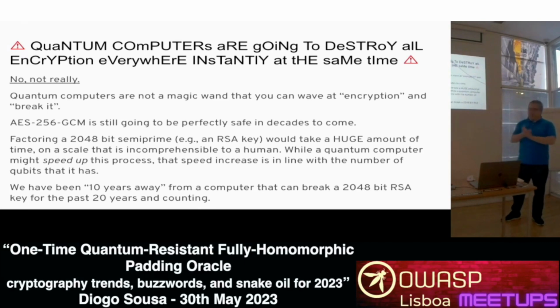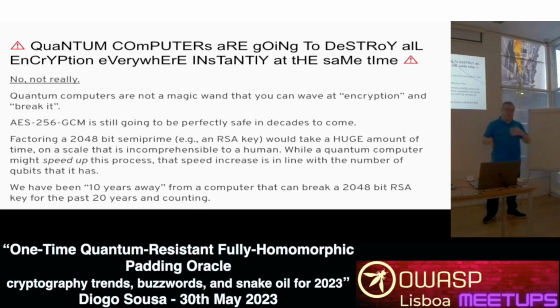So factoring a 2048-bit semi-prime, so an RSA key, would take a huge amount of time on a scale that is incomprehensible to a human. While a quantum computer may speed up this process, this speed increase is not instantaneous. It does not become, oh, we took 70 hours to do this, with the quantum computer, it's instant. It's not like that. The acceleration that you get is in line with how good the technology is. Can you keep the computer stable enough to get the results on the other end? Can you power it enough so that the computations go through? We're still way, way, way away from that.